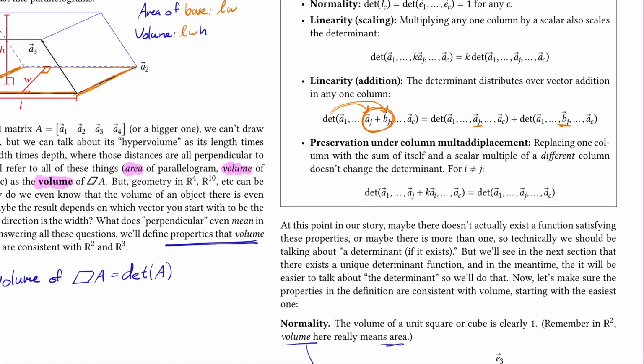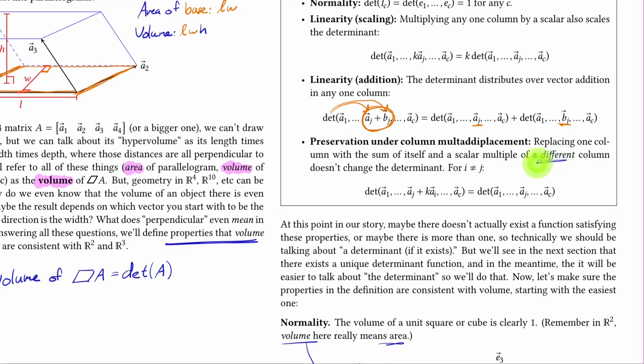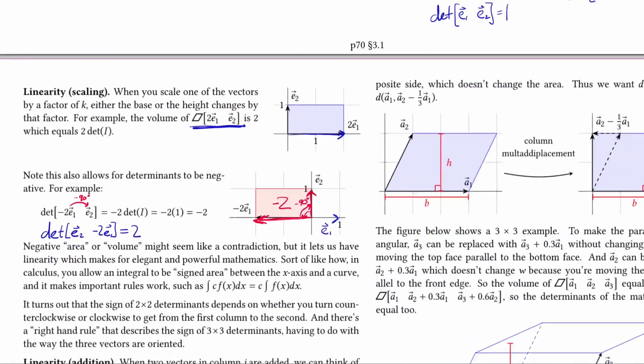All right, let's look at another, more complicated one. Preservation under column replacement, which says replacing one column with the sum of itself and a scalar multiple of a different column does not change the determinant. Now, it really has to be a different column, just like you have to do it with a different row when you're doing the row operation. So this determinant is going to be equal to this other determinant. Now, why is that? That might be a little surprising.